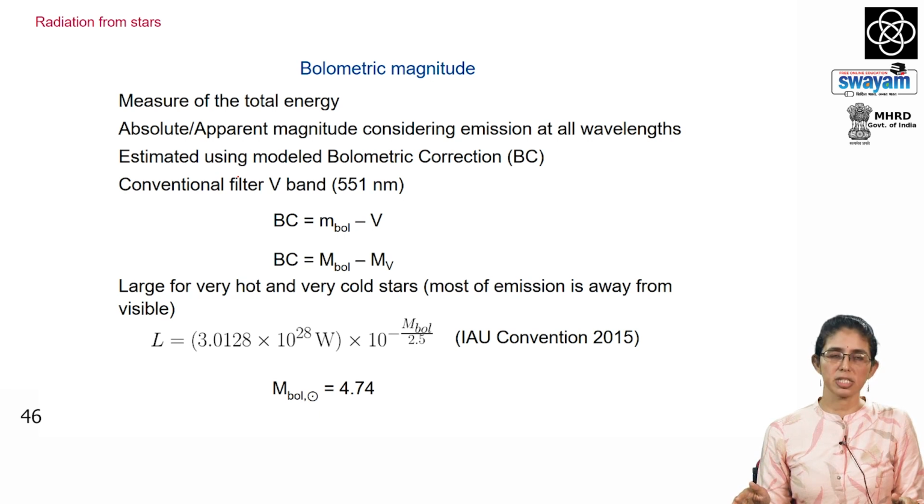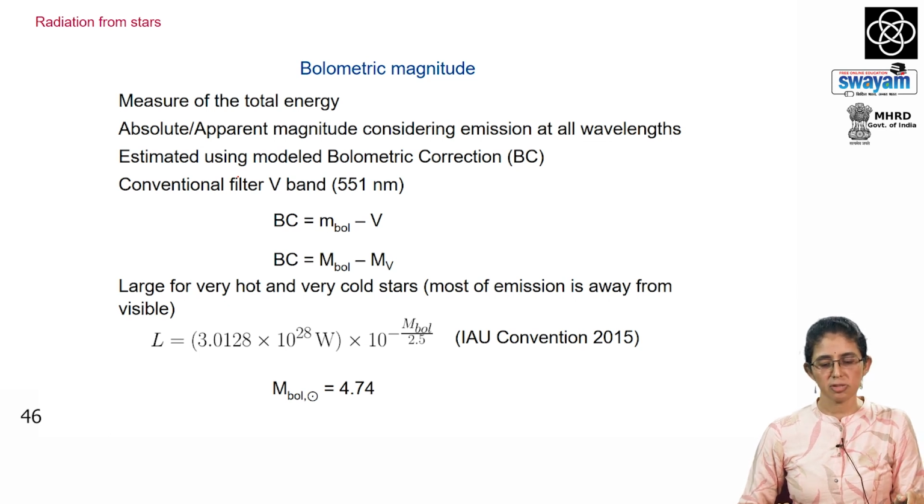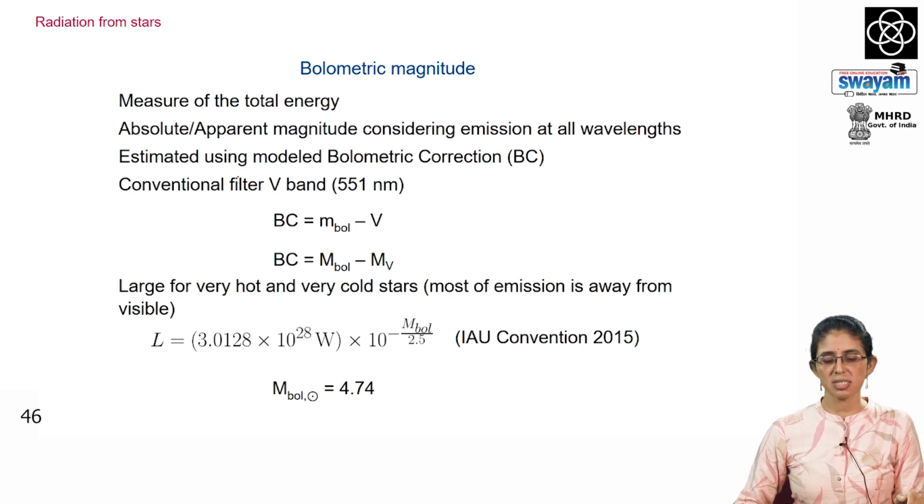The bolometric correction would be unique for every different black body, and it is found to be very large for very hot and very cold stars. This is because the measurement is in the V band and most of the emission is away from the visible.